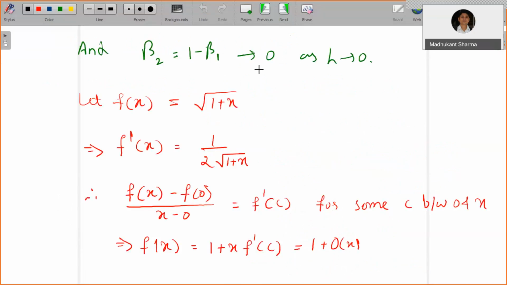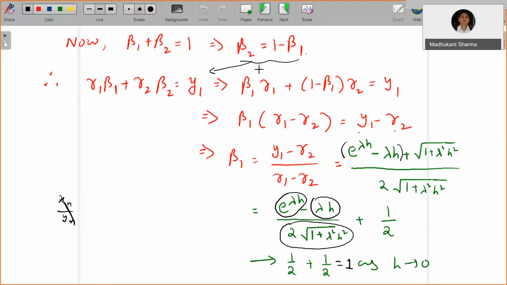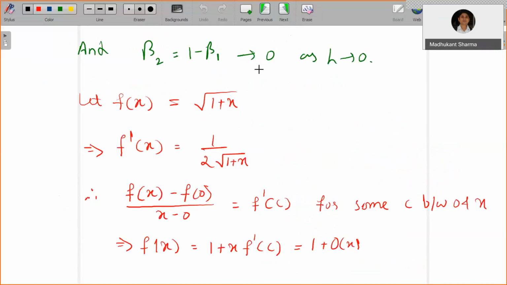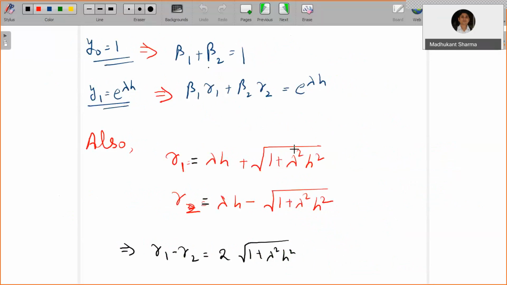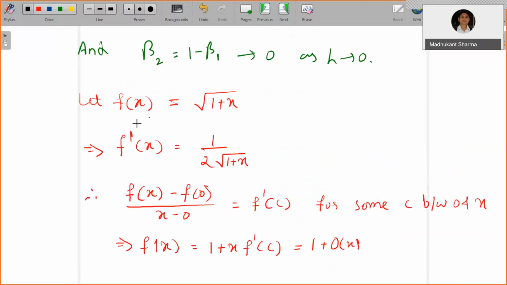Now what we are going to look at is that we have the R1 expression and the R2 expression. R1 has the square root of 1 plus lambda square h square, and R2 also has a similar term. So we want to get rid of this by replacing it with some approximation. The similar function we can look at is the square root of 1 plus x. F of x equals the square root of 1 plus x. You know that this function is differentiable for x greater than or equal to 0, so this function is continuous and differentiable.